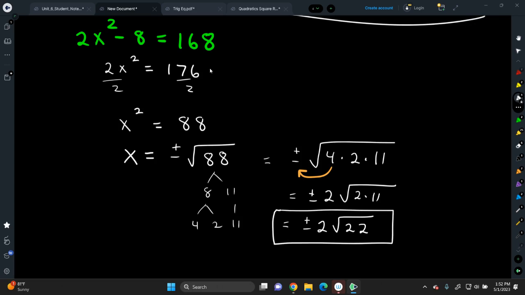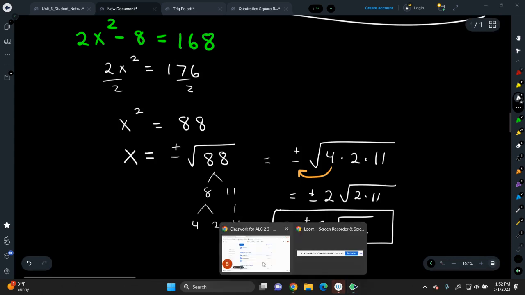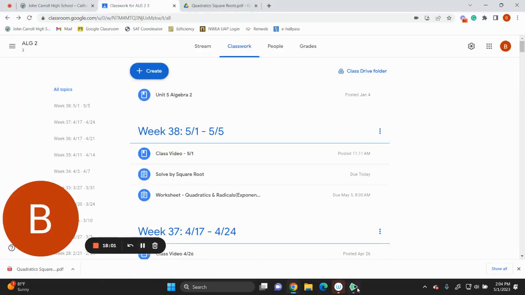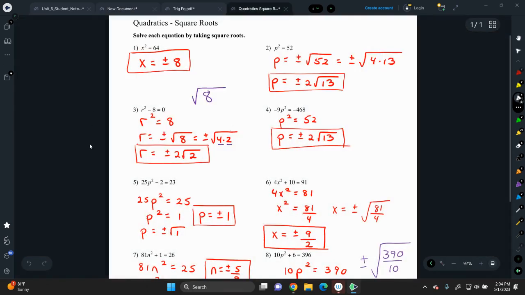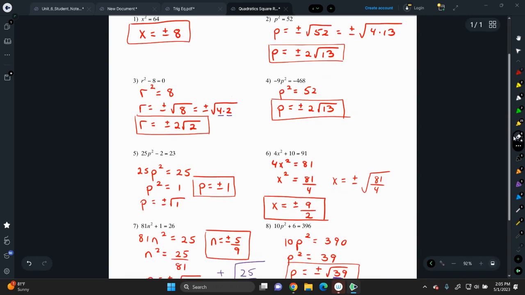Okay, I have a worksheet for you to do. We have more to do today. So you're going to finish the worksheet and upload it to Google Classroom, and then we're going to continue on with something else. It's the one that says solve by square root. You're going to check your answers, and then we'll go over any that you have questions about.